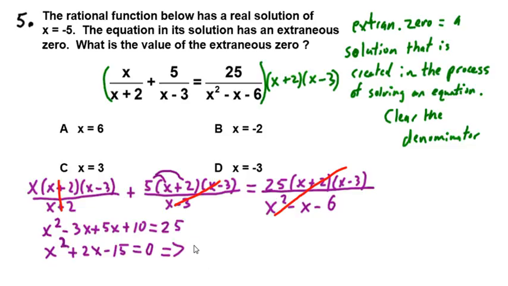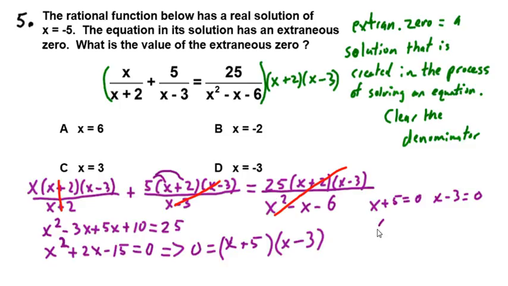We have 0 equals the two factors here, quantity x plus 5 times quantity x minus 3. And finding our solutions, if we set x plus 5 equal to 0 and x minus 3 equal to 0, we get our solutions x equals negative 5. Well, we already know x equals negative 5 is our real solution, but x equals 3 is what we call an extraneous solution.